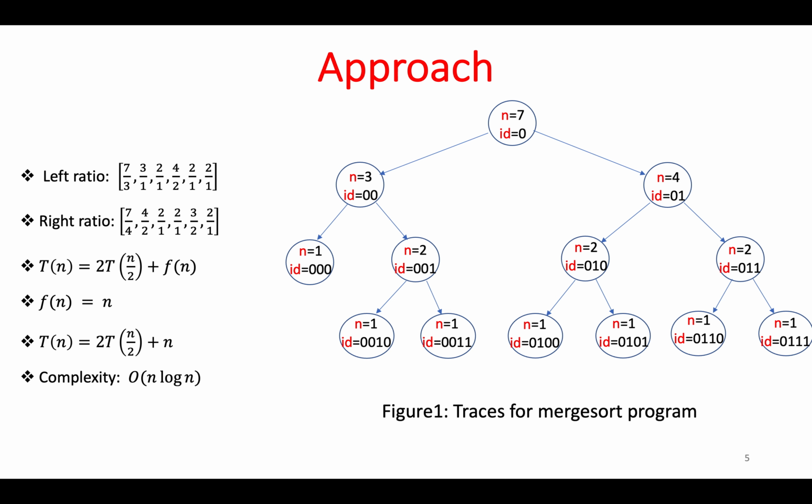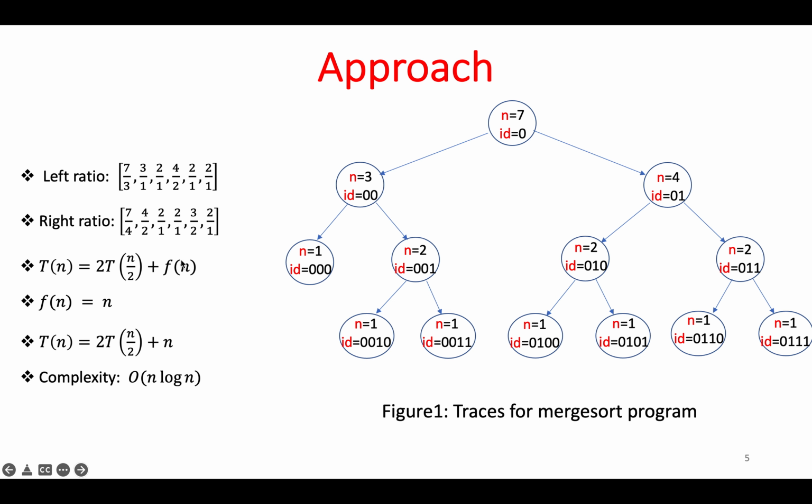Dynaplex uses regression to compute these ratios. So for example, the left ratio tends towards 2: 7 divided by 3, 3 by 1, 2 by 1, 4 by 2, and so on. And the right ratio converges towards 2 also. At this point, the recurrence relation is T(n) equals 2 T(n/2). This 2 represents the number of recursive calls, which also equals the number of child nodes per node.